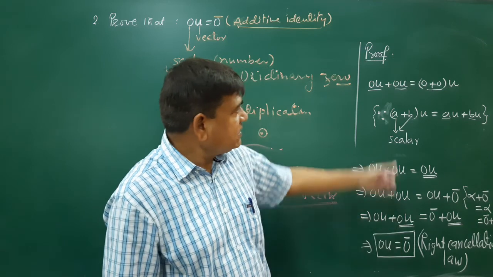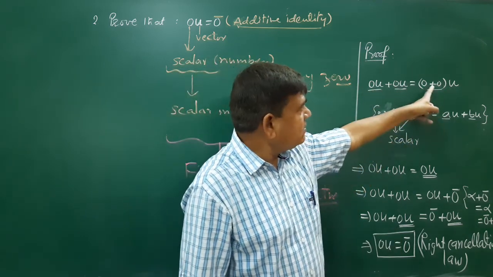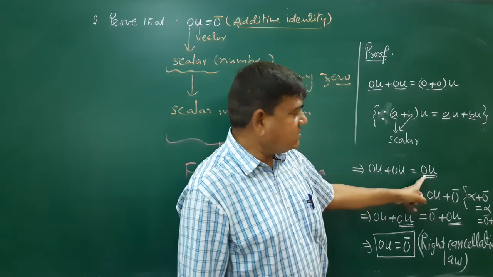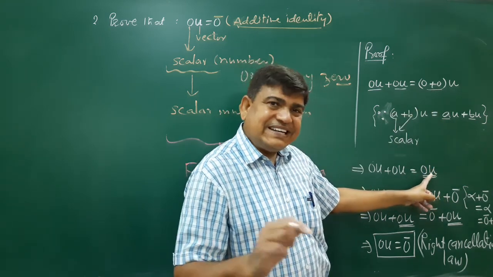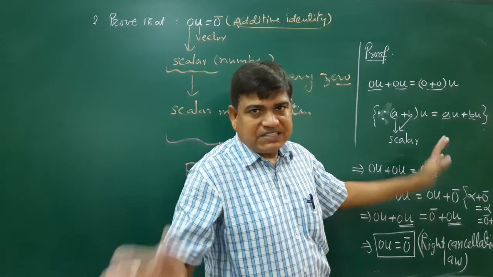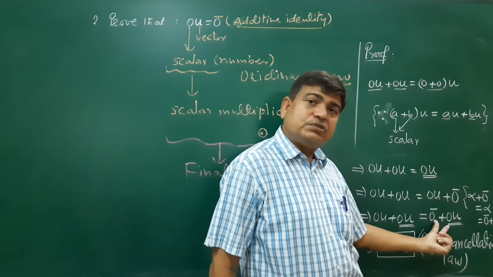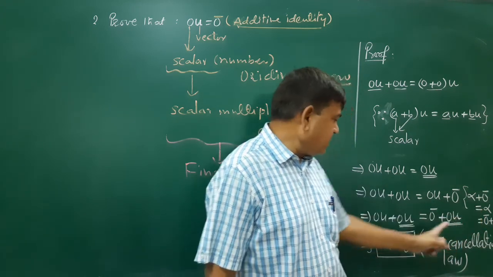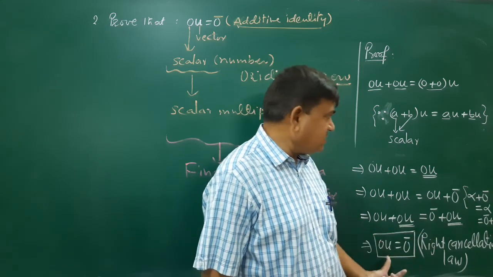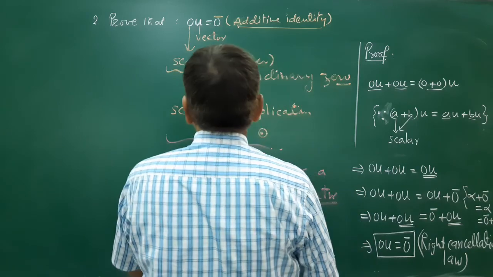Again I repeat, use the distributive law. This is the distributive law. Two scalars, the sum is this. Now this is the vector quantity. This vector quantity, the identity is added, the vector quantity will be the same. Here it is. You can write this way also, commutative, or this is the property of identity element. Then we have applied the right cancellation law and the answer is obtained. Okay, so this is also important.